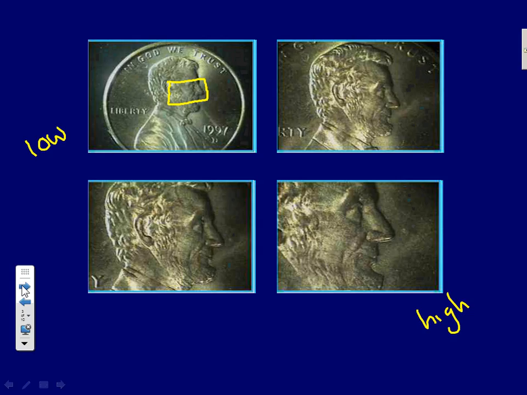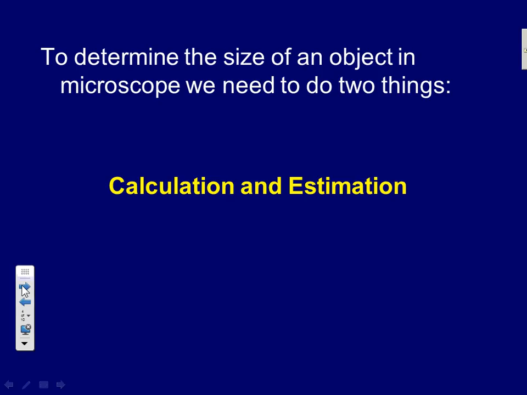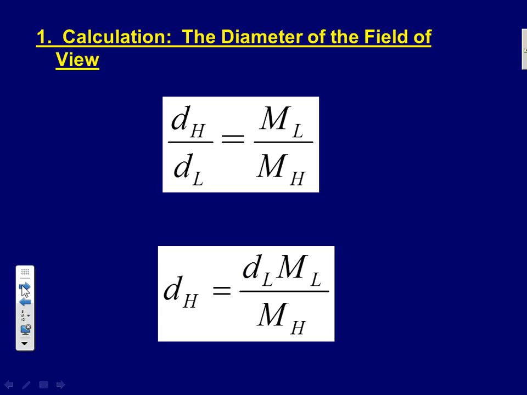Okay, so let's then talk about how we're going to calculate this. When we try to figure out how big something is on a microscope, we need to do two steps. We need to do a calculation to figure out how big the field of view is, and then we estimate what we want to look at. So it's two steps. First, we calculate how big the field of view is, then we estimate how many of those things can fit on there. Let's first talk about the calculation.